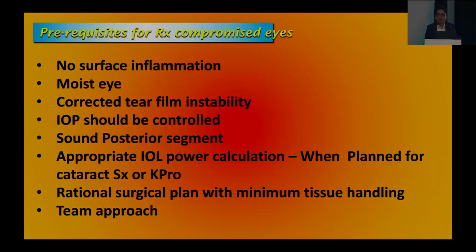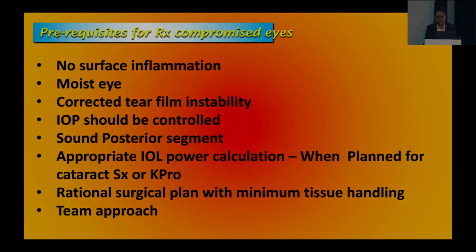Whenever you are dealing with ocular surface disorder, what are the prerequisites, specifically when we are concerned with any intraocular surgery? Whenever you are dealing with an OSD patient, keep the following things in mind before going into surgery: there should be no surface inflammation, the eye should be moist, correct the tear film instability, IOP should be controlled, a sound posterior segment, and appropriate IOL power calculation.